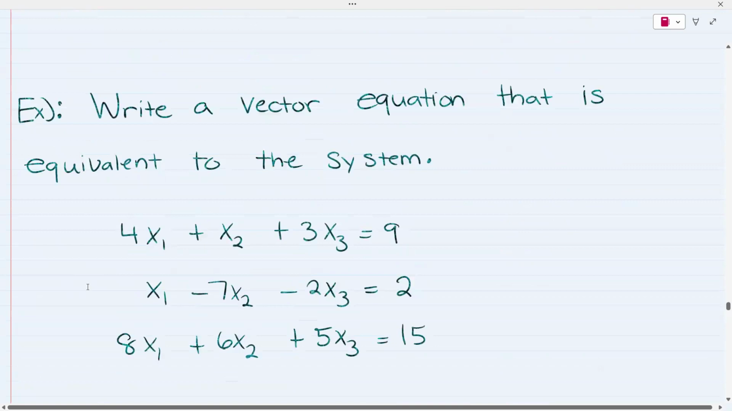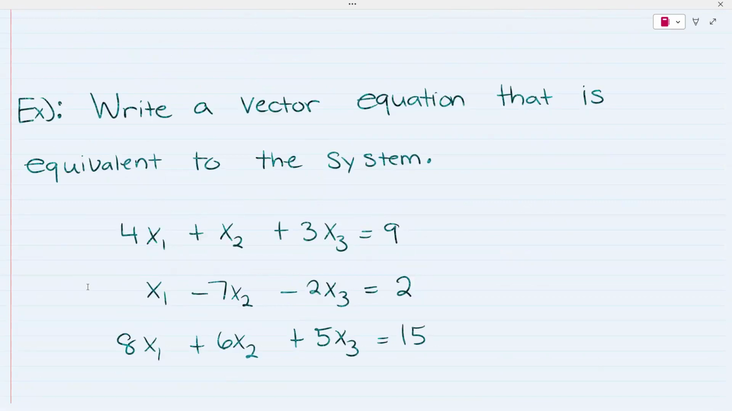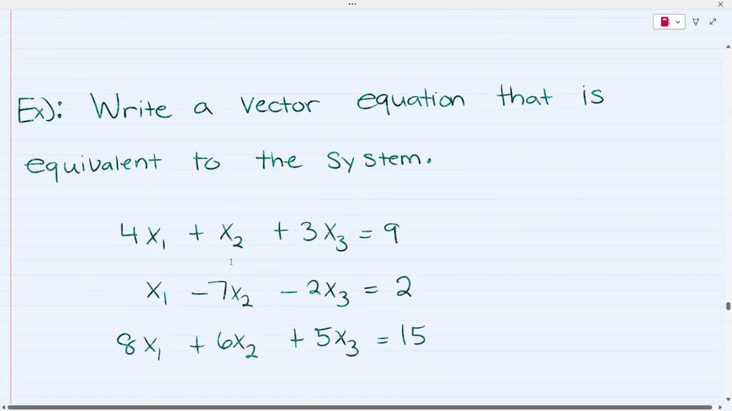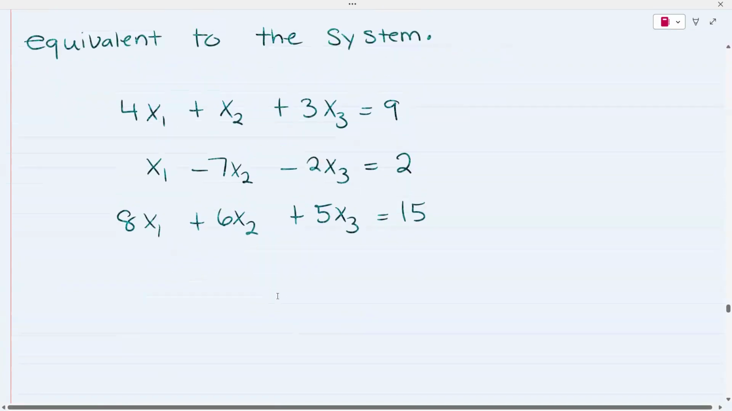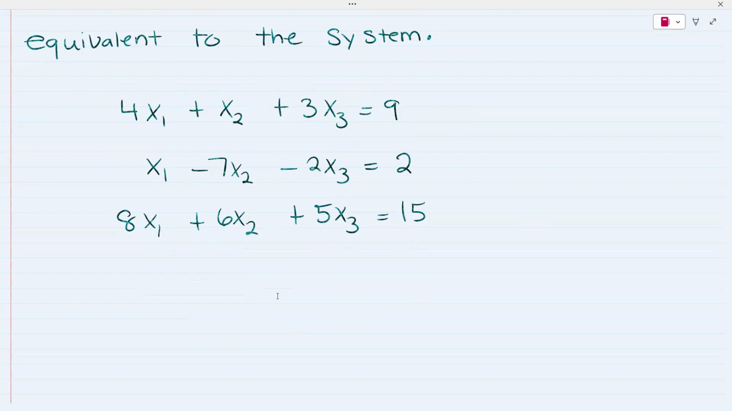Next one. Write a vector equation that is equivalent to the system. So they just want a vector equation, an augmented matrix.